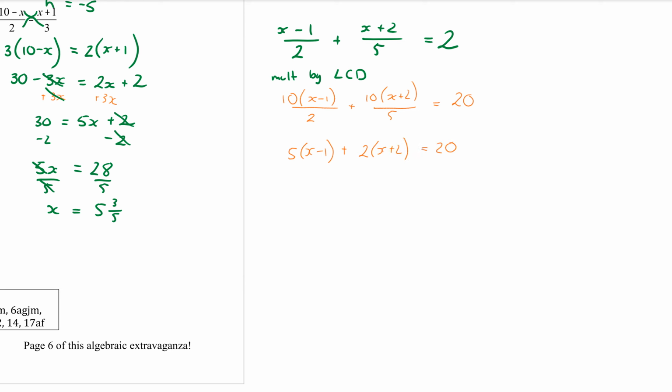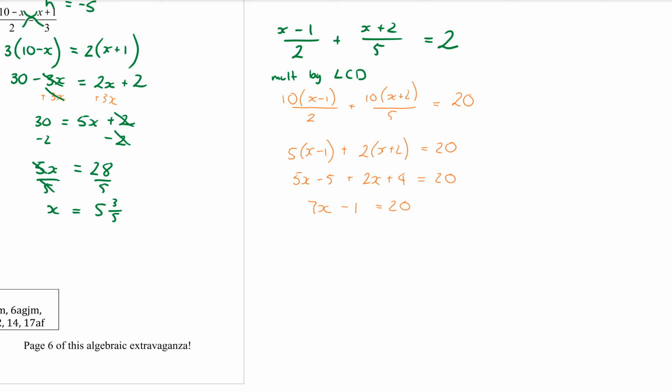20. So multiplying by the lowest common denominator means your fractions will cancel out, like that. And then it's back to a somewhat more normal equation. We can expand our brackets. 5x minus 5 plus 2x plus 4 equals 20. Now I do have two x terms, but they're on the same side, so we're just collecting them up. 5x plus 2x is 7x, and minus 5 plus 4 is negative 1 equals 20.